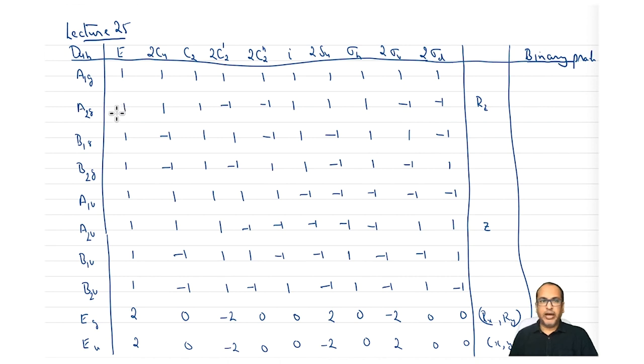And why are binary products important? Because we want to see how d orbitals transform under different symmetry operations. And so certain functions, or certain binary products, actually have similar properties as d orbitals. So let us look at that.